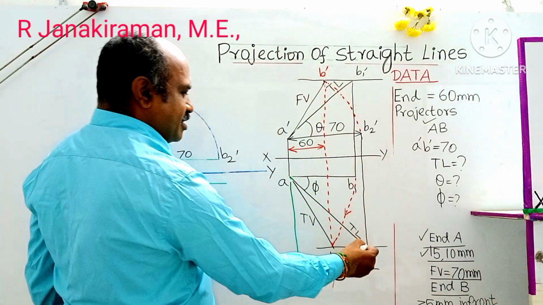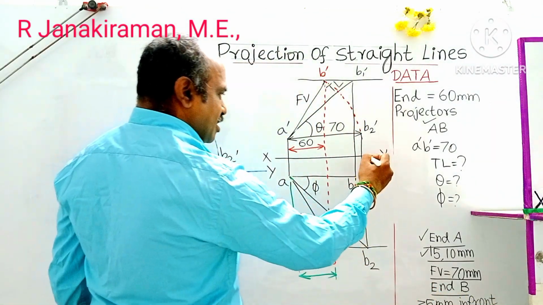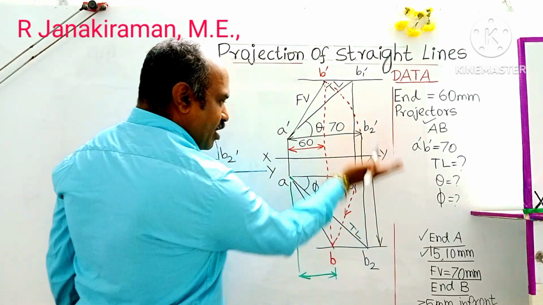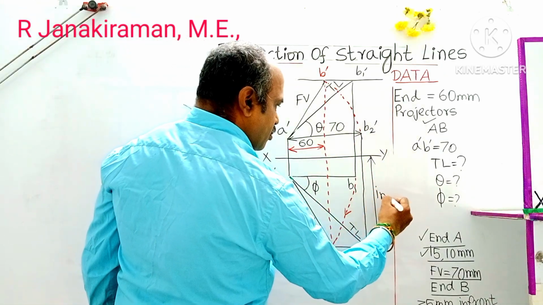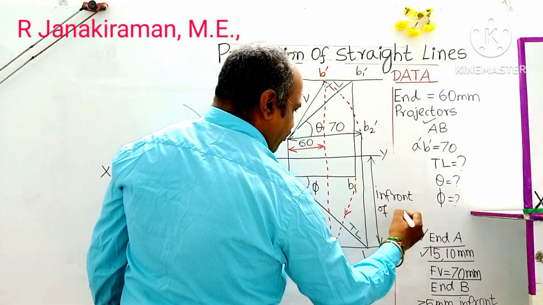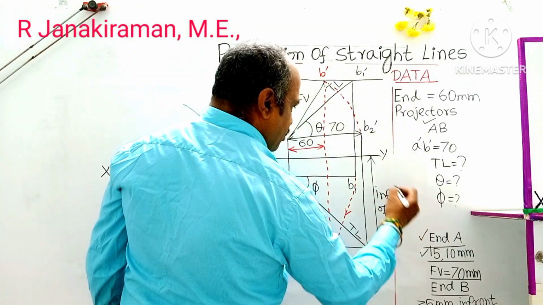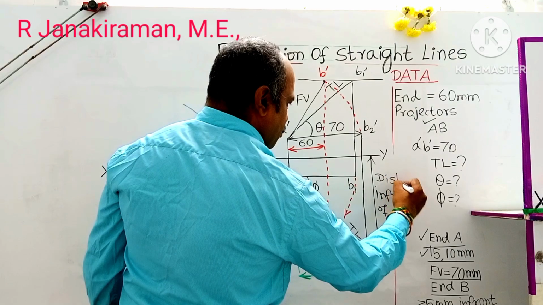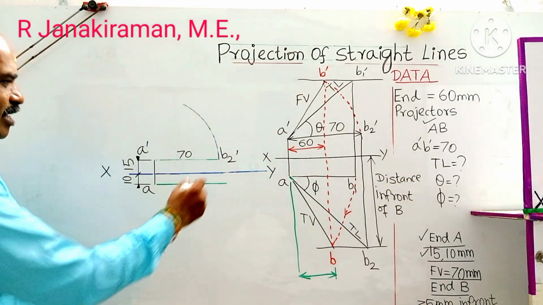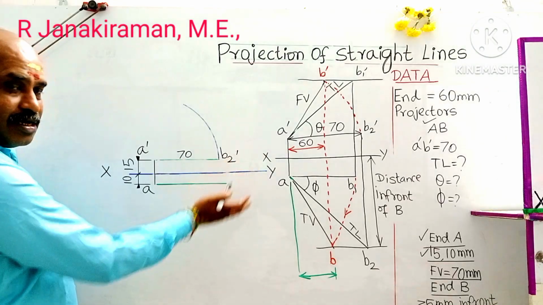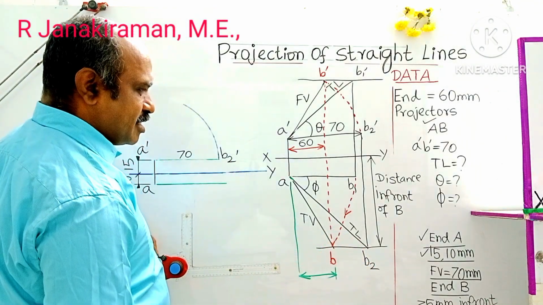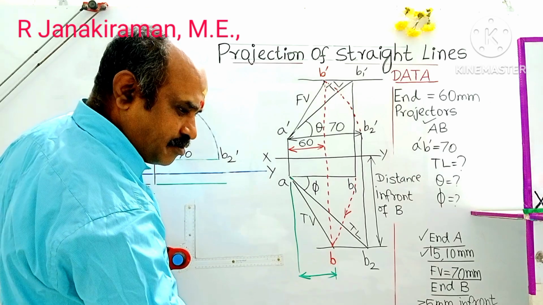That is, end point B means in front; this is a distance. This is the vertical distance downward from the XY line. Downward is called in front of VP. So from the XY line, mark a height downward, in front of, that is the location of point B, which is 35 mm.